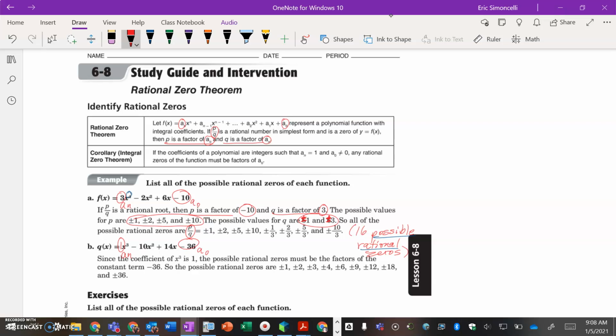So the factors of negative 36 are plus or minus 1, 2, 3, 4, 6, 9, 12, 18, and 36. So that's 2, 4, 6, 8, 10, 12, 14, 16, that's 18 possible rational zeros. Out of the 18 that are possible, think of it again as we saw in the last example.